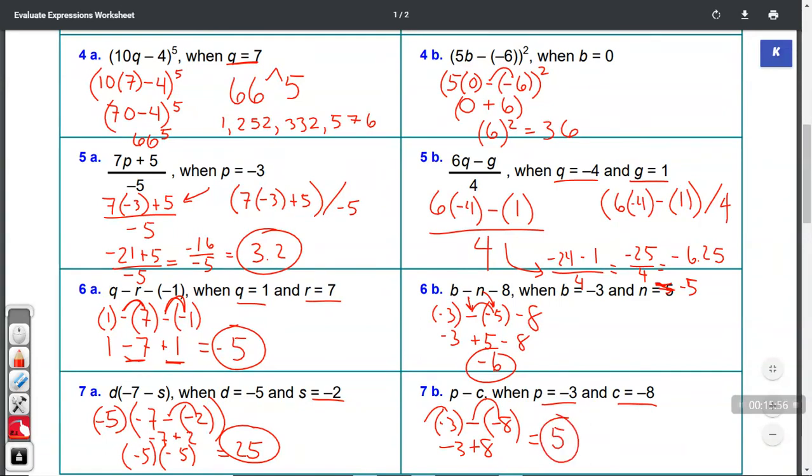Hopefully this is enough for you to do well with simplifying and evaluating expressions here at the expectation where we are for Chapter 2. Good luck.